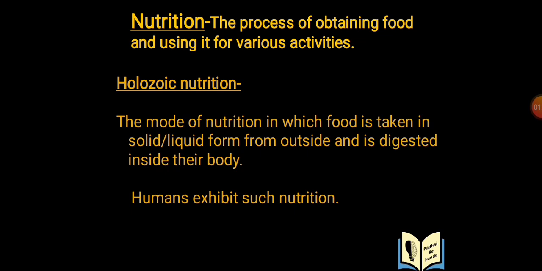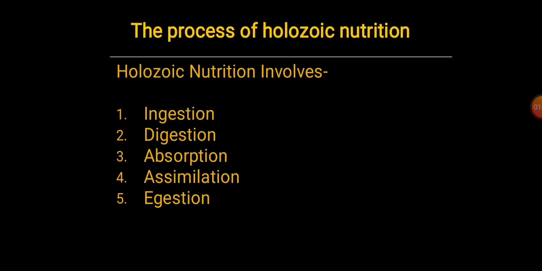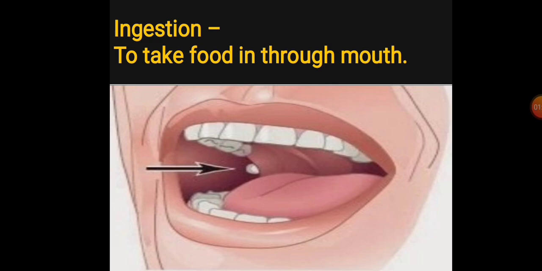This is the mode of nutrition in which the food is taken in solid or liquid form from outside and then it is digested inside the body. We human beings exhibit this kind of nutrition. So let us study the process of holozoic nutrition. It gets completed in 5 following steps. First is ingestion, second digestion, third absorption, fourth assimilation and the fifth one is egestion. So let us begin with the first step, that is ingestion.